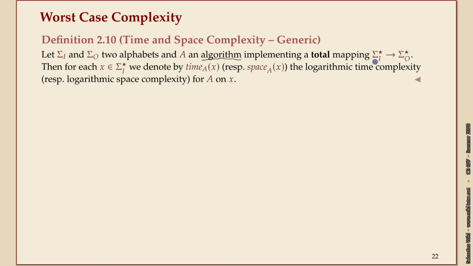It takes a string from this input alphabet and produces a string over the output alphabet. It's really the same like in the Turing machine case, right? We had a specific string that we start with, go through the computation, reach a halting state, and then we've produced the output. Same thing. And then we denote by time, small case time of x, and small case space, the time complexity or space complexity that the algorithm has on this input.